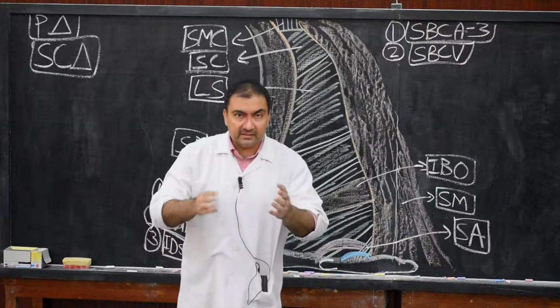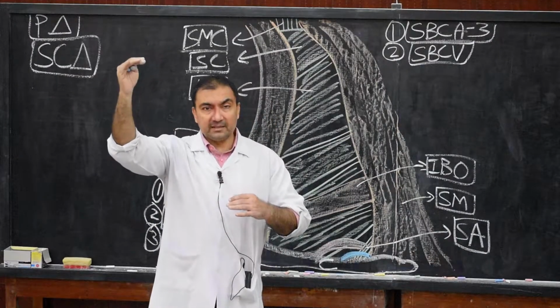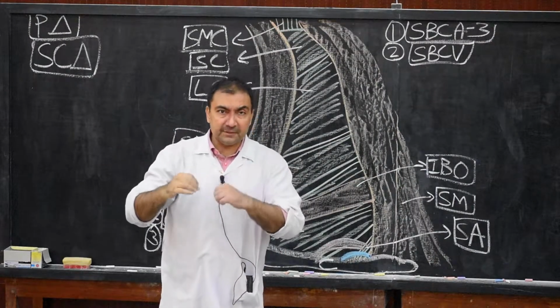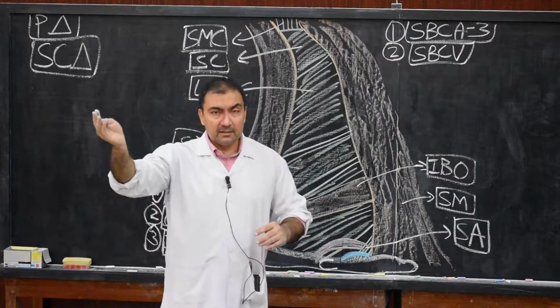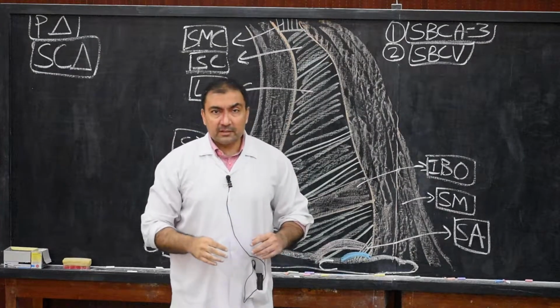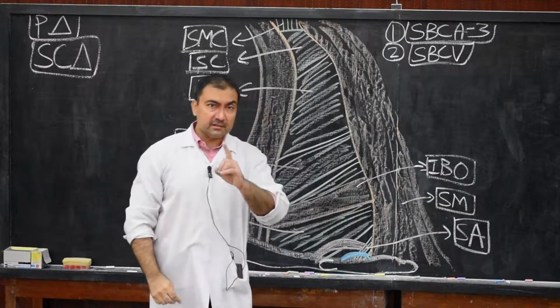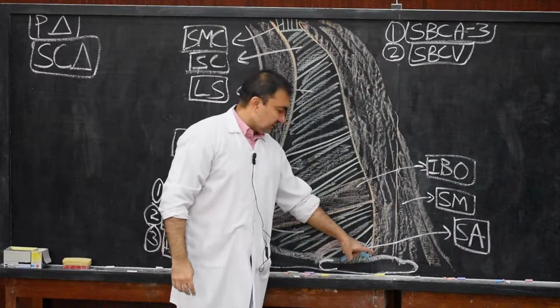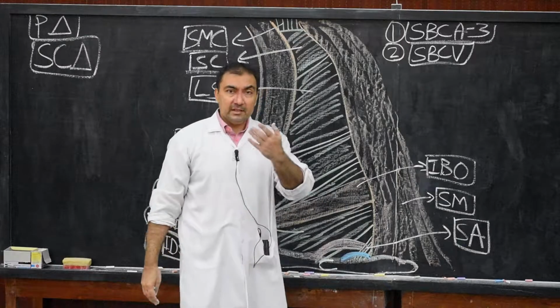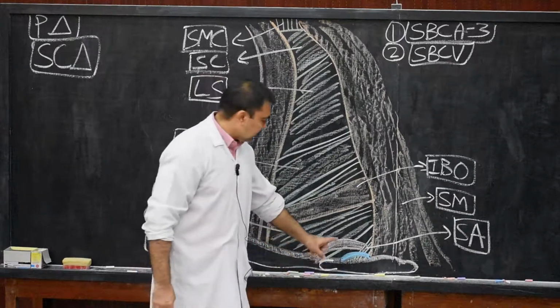Subclavian vein is defined as a continuation of the axillary vein from the outer border of the first rib, and it will travel till the medial border of scalenus anterior muscle, where it will join with the internal jugular vein. So this is the subclavian vein.